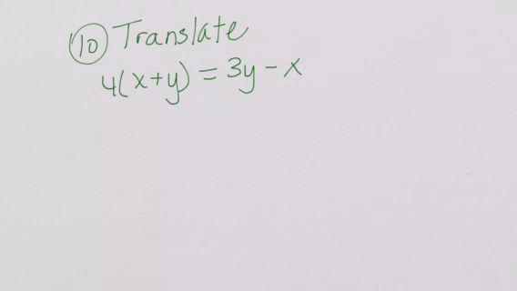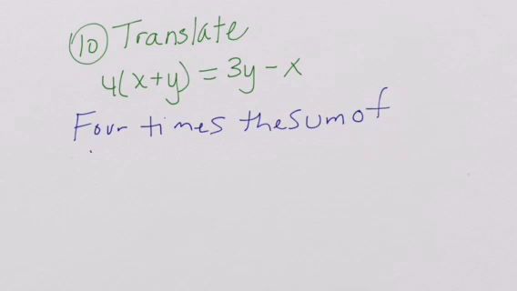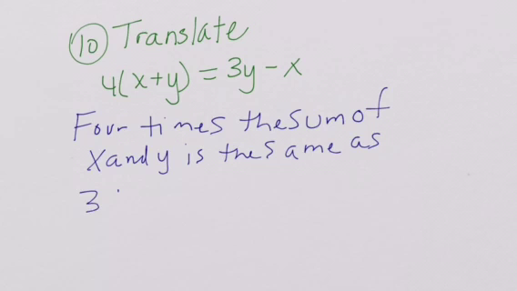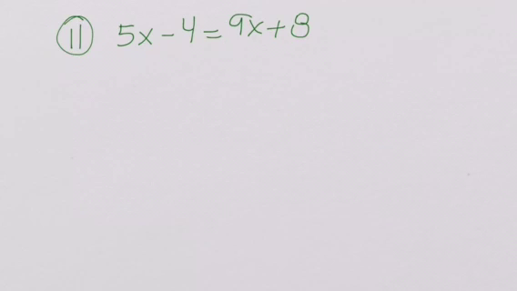Okay, to translate this, this is going to be 4 times the sum of x and y is the same as 3 times y minus x.